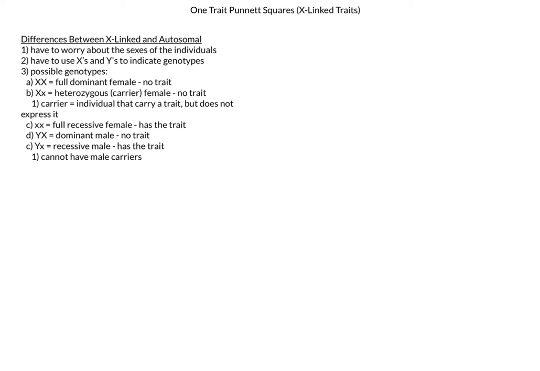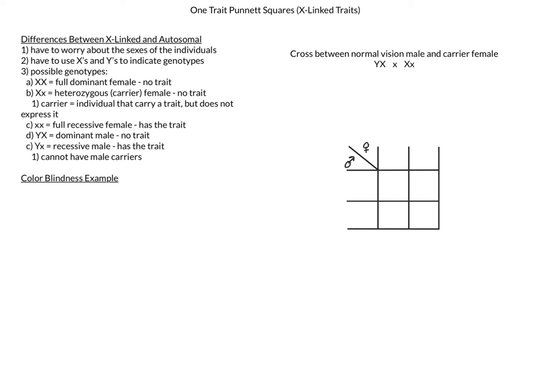Now let's get into actually solving these Punnett squares, and let's use colorblindness as an example. Let's have a cross between a normal vision male, Y, big X, and a carrier female, big X little x. We set up our square, and let's add in the potential alleles each member can give off. Now let's multiply each set of alleles against each other to solve the Punnett square. Top left is Y, big X. Top right is Y, little x. Bottom left is big X, big X, and bottom right is big X, little x.